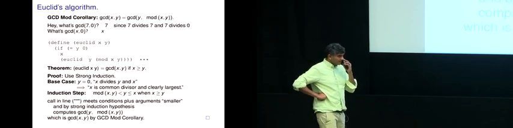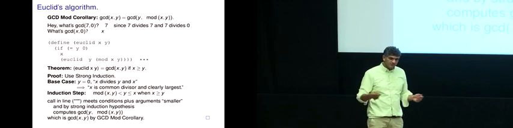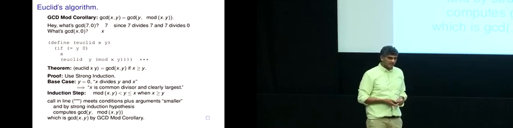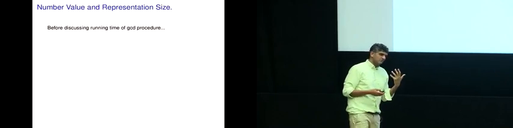So let's look at the running time. I claim this is a lot better than checking every number. If you have a 100-digit number, it's a lot better than checking every number up there. Now I want to think about numbers and what we mean by their size. So how big is 1 million?